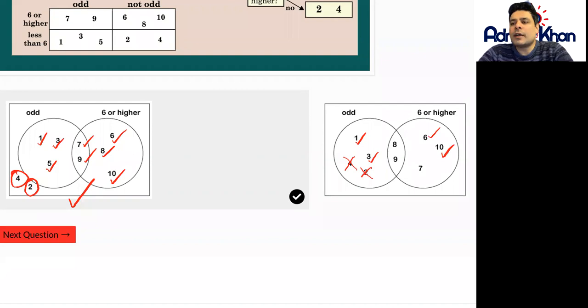7 is 6 or higher, yes. And 8 is not an odd number, so we'll have to cross it out, but it's higher than 6. 9 is higher than 6, and it is an odd number. So straight away we can see that this particular diagram is wrong and the diagram on the left is correct. So that's how you work out sorting diagrams.